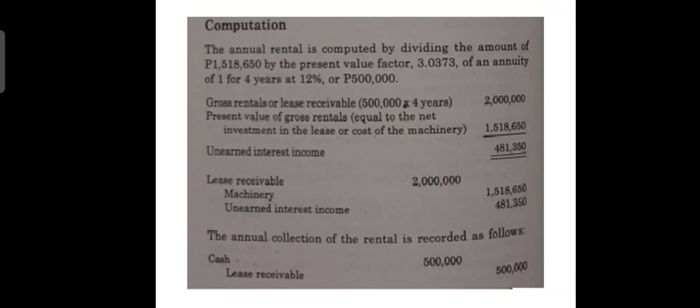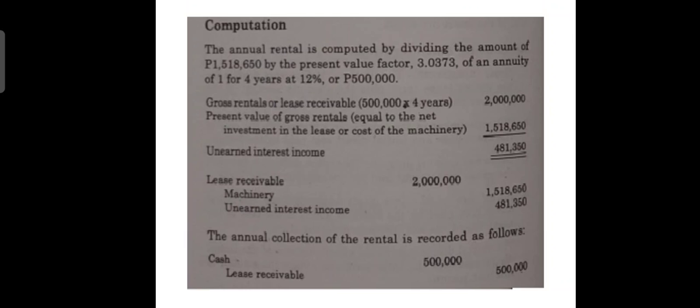So the gross rental or lease receivable, 500,000 times 4 years, is equal to 2 million. Present value of gross rentals or cost of the machinery is 1,518,650. So deduct it, guys, and we can have the unearned interest income, which is 481,350. The lease receivable is 2 million. Machinery is 1,518,650. Unearned interest income 481,350.